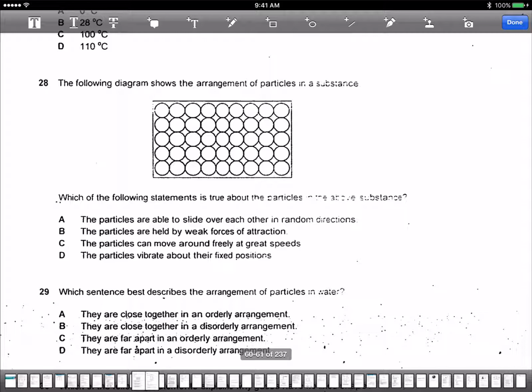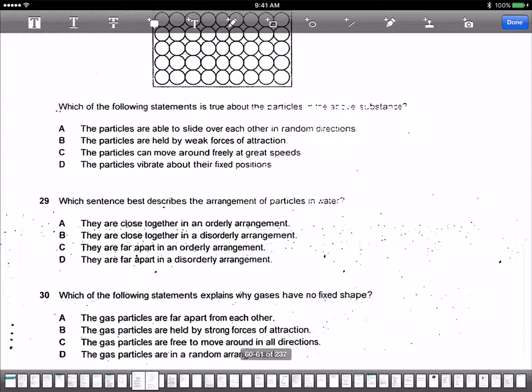Which sentence best describes the arrangement of particles in water? So water, we know that they are quite close, but they are also in a disorderly arrangement. So 29 has got to be B. They are close together in a disorderly arrangement. Cannot be far apart, right? Far apart is gas. Air, gas. Next one, last one.